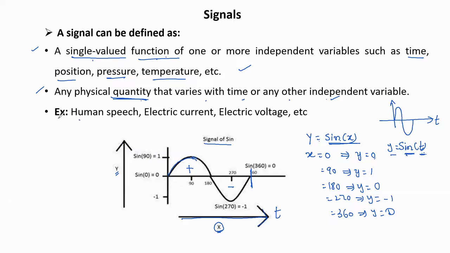Now let us come to the examples of signals. These are the examples: human speech, electric current signal, electric voltage signal. These are some examples of signals.